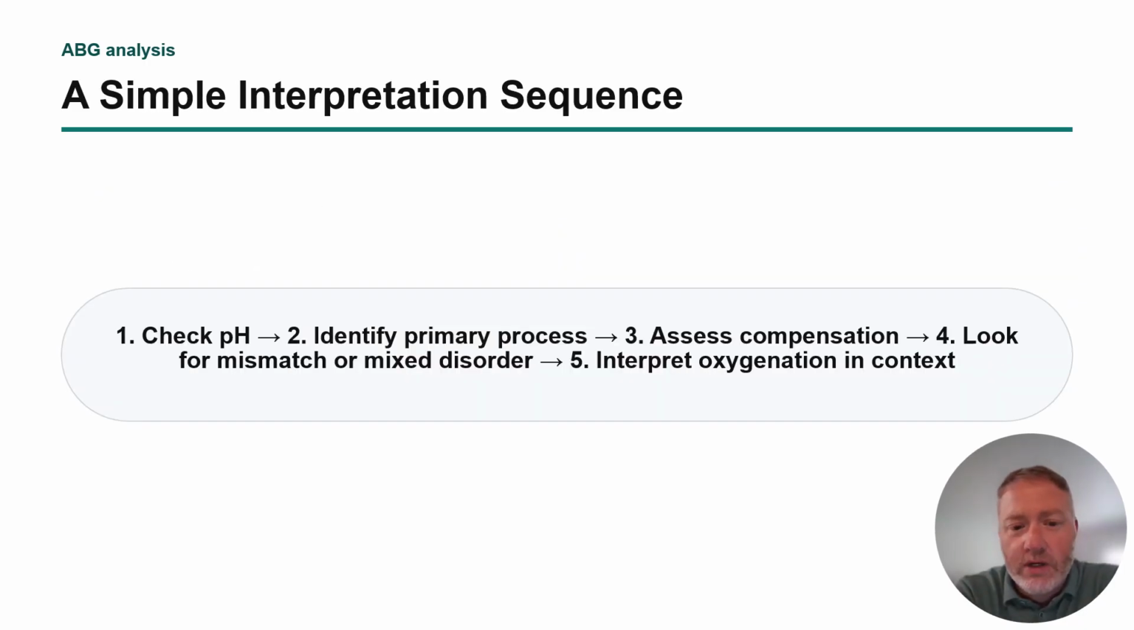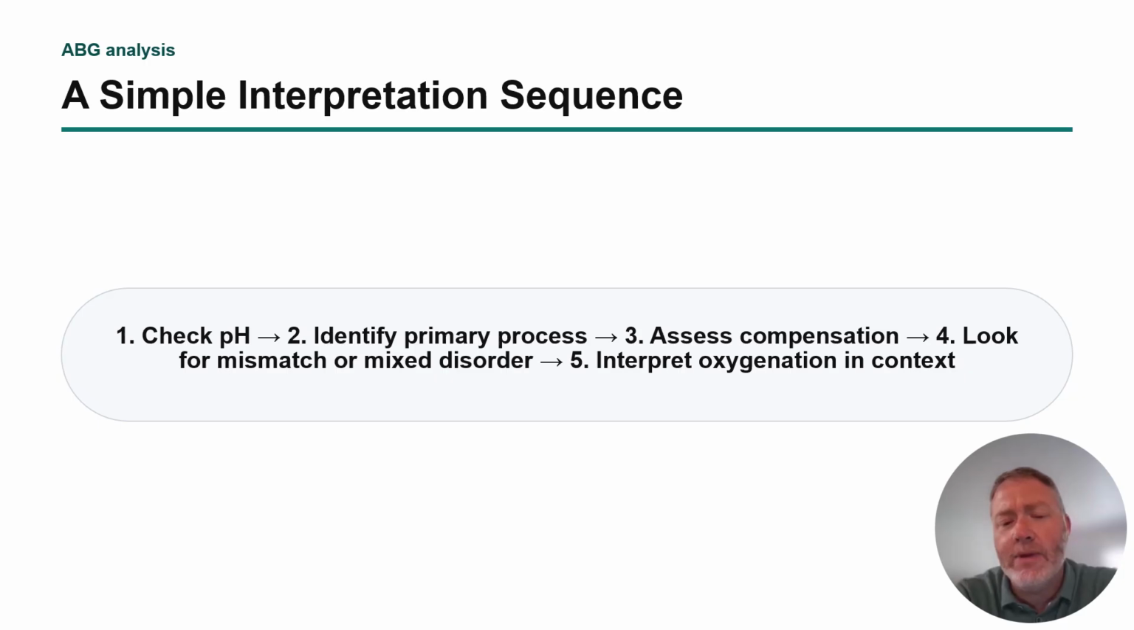So your steps in a nutshell: check the pH, identify the primary process, respiratory versus metabolic, assess the compensation, whether or not the CO2 in the event of a metabolic disturbance, or the bicarb in the event of a respiratory disturbance, whether they are abnormal or not, compensating or not. Make sure you look for mismatch or a mixed disorder.